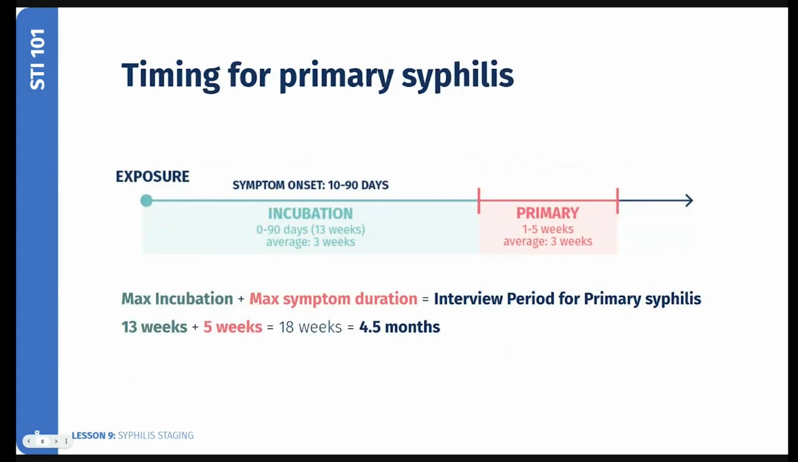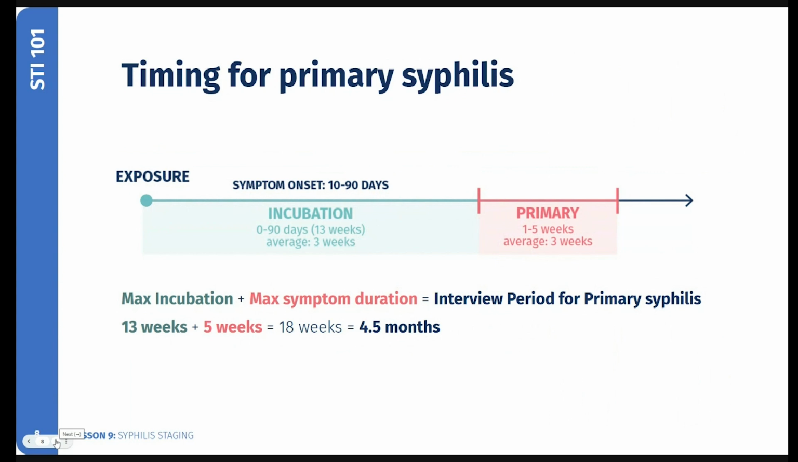Onset of primary syphilis lesions occur between 10 and 90 days after exposure. 3 weeks is the average. The period before the onset of symptoms is also called the incubation period. When the lesion appears, the primary stage begins, and it can last up to 5 weeks with an average duration of 3 weeks.